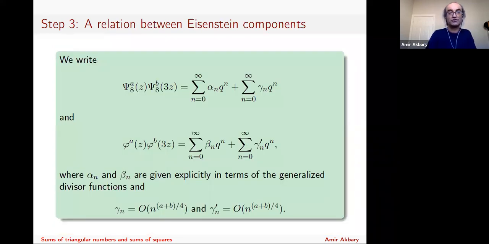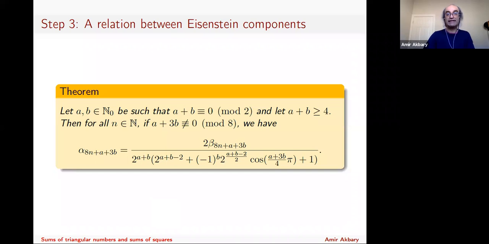Okay, so what is the situation? We move to the next step. The theta series for the problem of triangular numbers, for R star, can be written with its Eisenstein part. We write it, we get its coefficient alpha n, and similarly for the sum of squares, we have this coefficient beta n. And for the cusp part, which we denote by gamma n and gamma n prime, we know that gamma n and gamma n prime are bounded by n to the power (a plus b)/4.